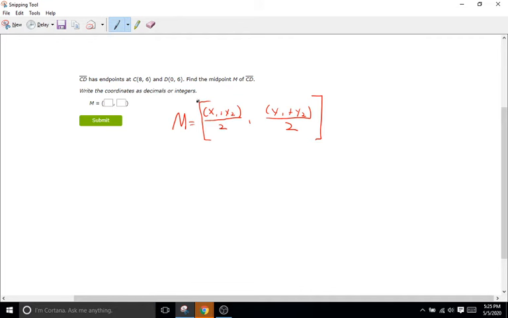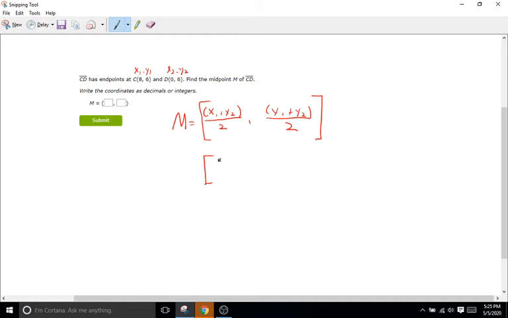So all you're going to do is add together the x's, divide by 2, and then add the y's together and divide by 2. Okay, so I'll just label them here: x1 comma y1, and then x2 comma y2.